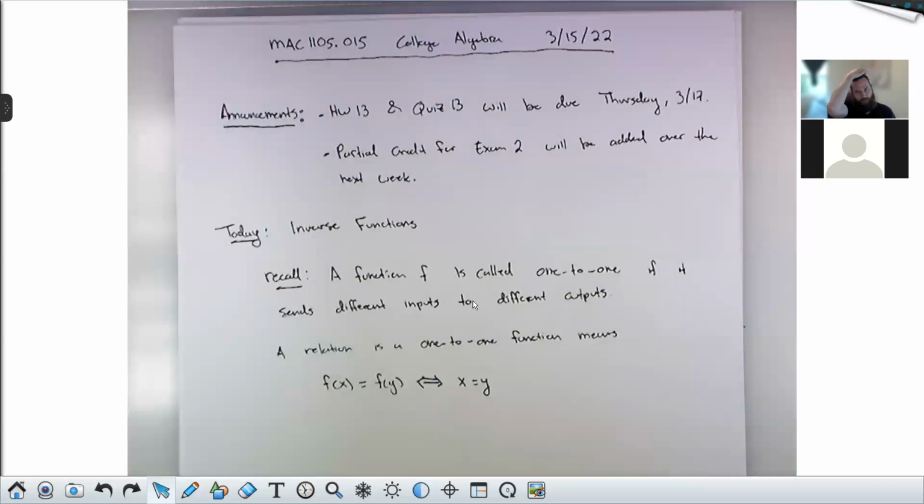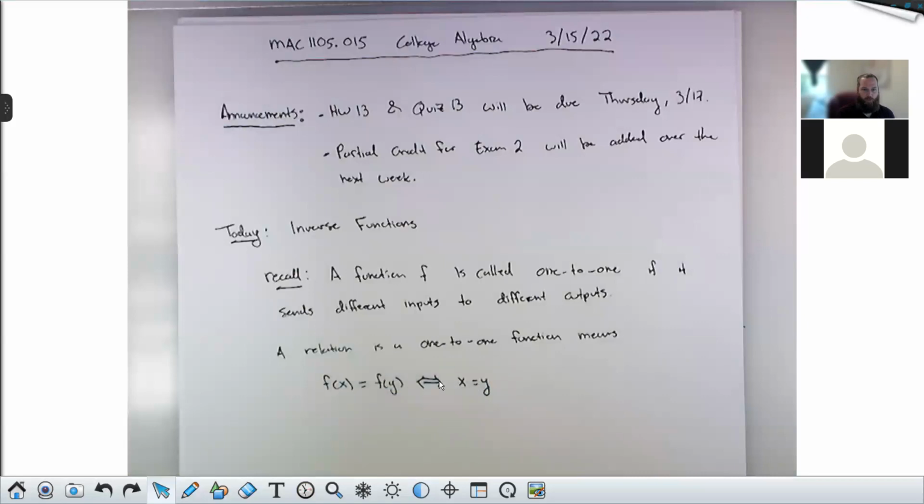And this is sort of your simplest way of saying it, right? So no input can go to two different outputs. That means you're dealing with a function. And then no output can be hit by two different inputs. That means your function is one-to-one. And together, that means this, right?